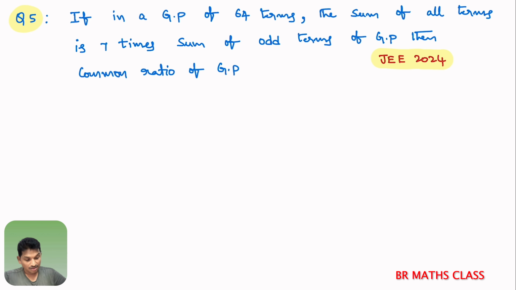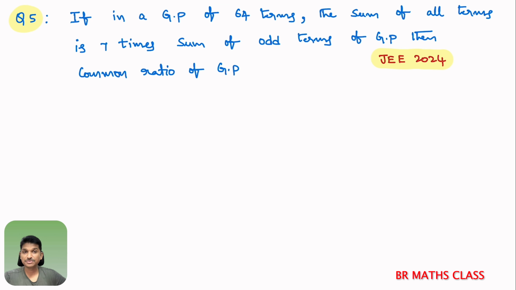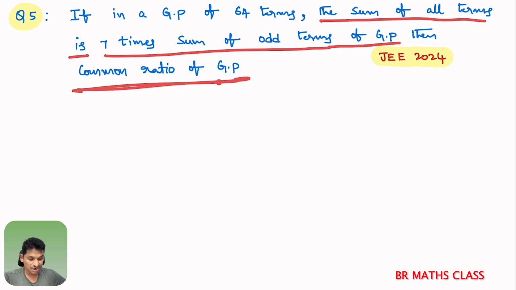I hope you understand this sum of n terms in geometric progression and sum of infinite terms in geometric progression. You see this question. If in a geometric progression of 64 terms, this is also given in 2024. If in a geometric progression of 64 terms, geometric progression contains 64 terms, the sum of all the terms is 7 times the sum of odd terms of a geometric progression, then find the common ratio of the geometric progression. Question seems to be simple.